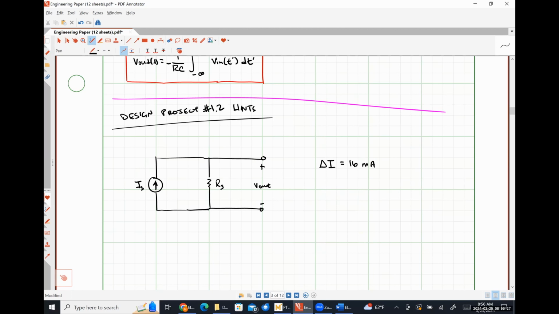The ultimate goal of our circuit is to provide an output voltage that ranges from 0 volts to 5 volts. So I would say that the change in voltage is just 5 volts. I'm about to blow you guys' mind here by saying that our source resistance should just be the change in voltage divided by the change in current. Somebody grab a calculator and tell me what that's going to look like. If it's not 312.5 ohms, I've made a mistake, but I don't think I did. 312 and a half? Yeah.